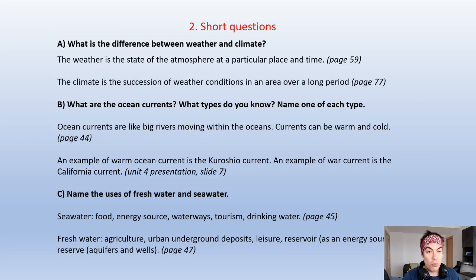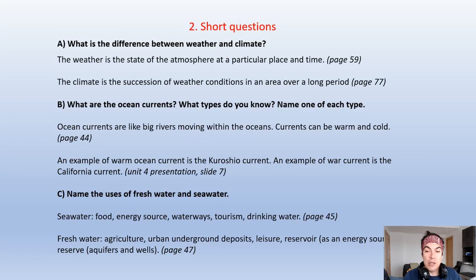The next short question is, what are the ocean currents? What types do you know? Name one of each type. The ocean currents are like big rivers moving within the oceans. They are big masses of water with the same conditions of temperature, and they travel through the ocean. There are several types, but the most important ones are the warm currents and the cold currents. You have it on page 44.